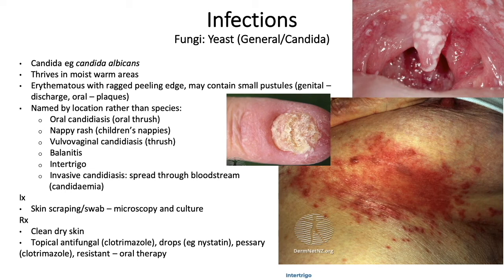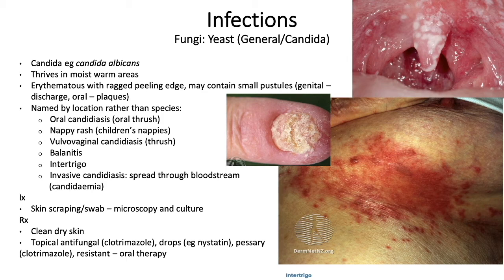The infection that results from Candida is called candidiasis. It's an erythematous lesion with a ragged peeling edge, and it may contain small pustules. Rather than being named by species, it's named by location. So for example, oral candidiasis or oral thrush, angular cheilitis, nappy rash, balanitis, vulvovaginal candidiasis, and the list goes on.